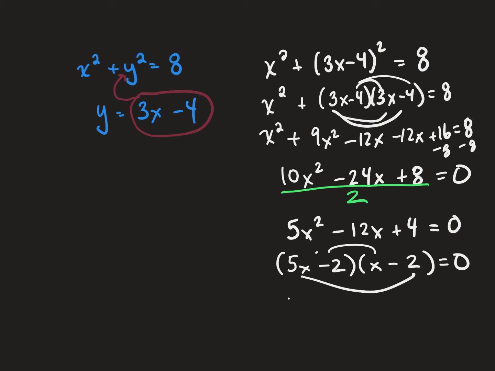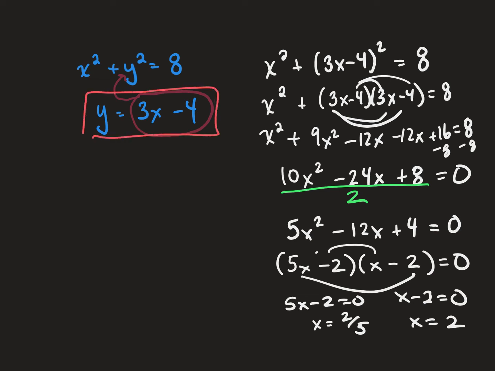So if I solve those, 5x minus 2 equals 0, x minus 2 equals 0, so x will equal 2/5, and x will equal 2. Now, again, that's just my x value. Now I have to find my y value. But we pretty much have it because we know y equals 3x minus 4.